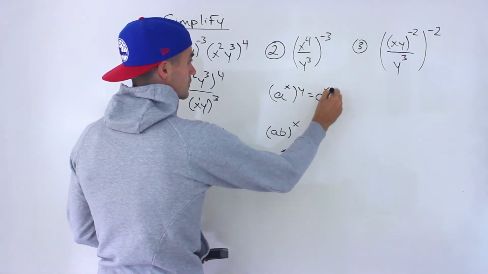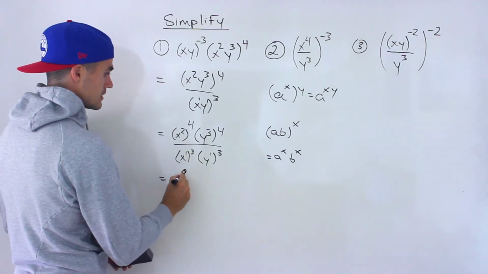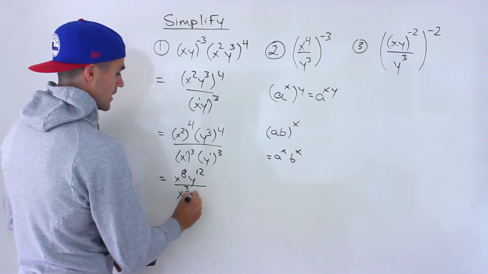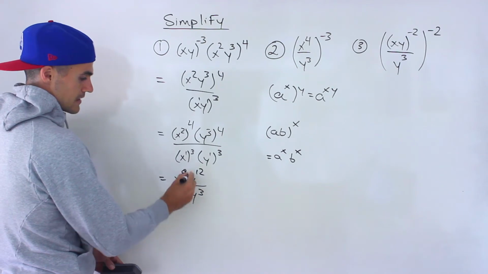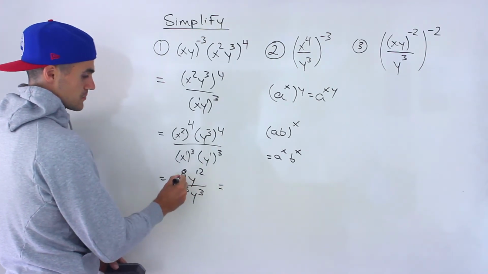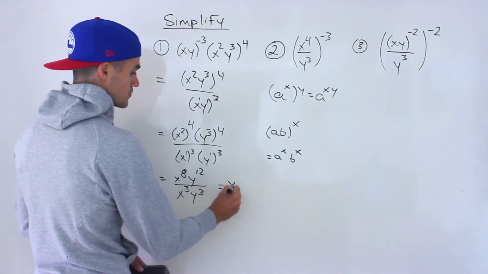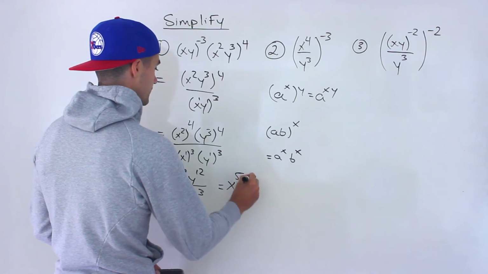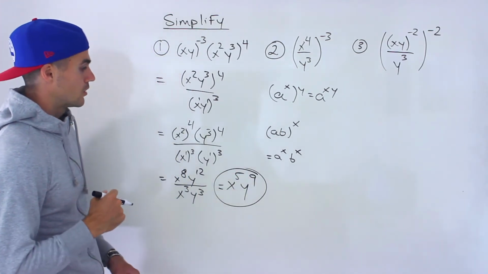Then from here we can multiply the exponents using this rule, so we'd have x to the 8, y to the 12, all over x to the 3, y to the 3. And then we have the same bases here, so we can subtract the exponents. x to the 8 divided by x to the 3 would be 8 minus 3, which would be x to the 5. 12 minus 3 would give us 9. And so that ends up being the final answer to number 1.